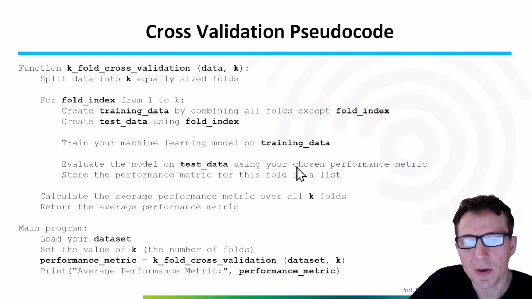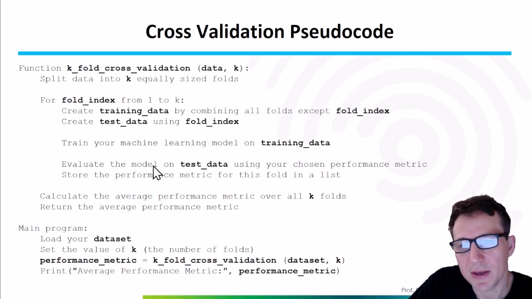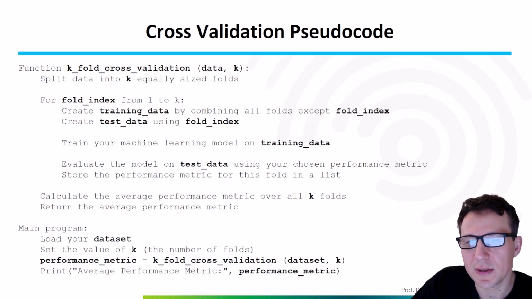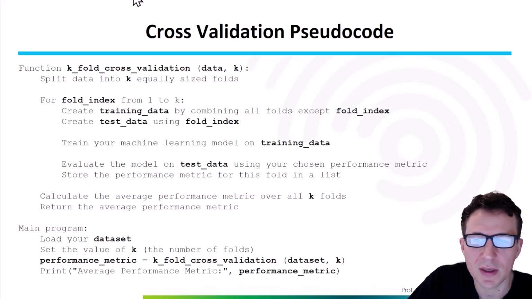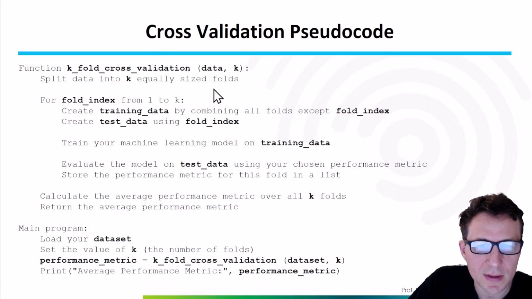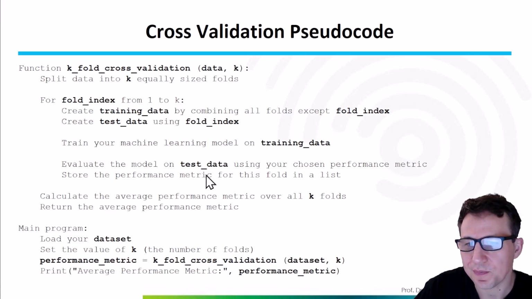So we compute some kind of performance evaluation like AUC or accuracy or mean squared error or something like this. You could also compute several performance metrics if you would like. And then we store this metric in some kind of a data structure, in a list.